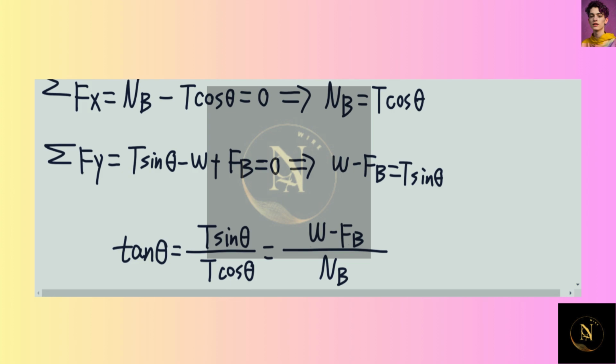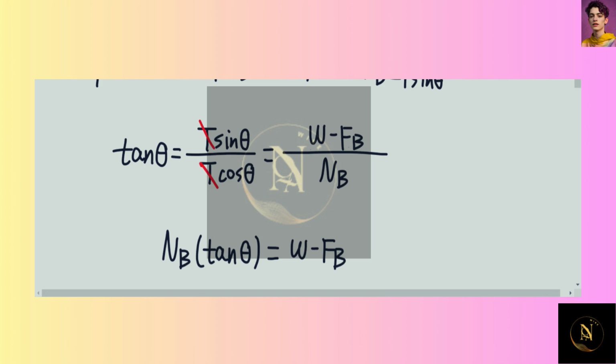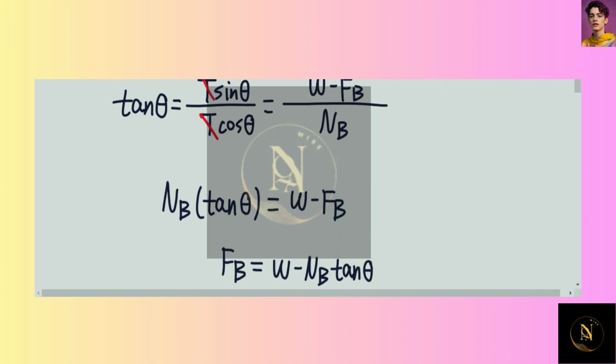As you can tell, tension T here can be cancelled out, and sine theta over cosine theta is equal to tangent theta. And this will give us N_B times tangent theta is equal to W minus F_B. Therefore, the friction along the wall can be equal to W minus N_B tangent theta.